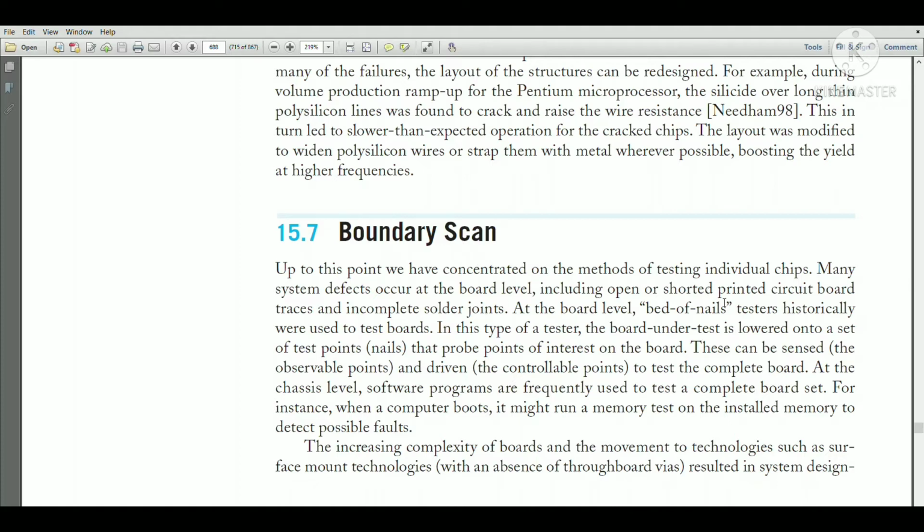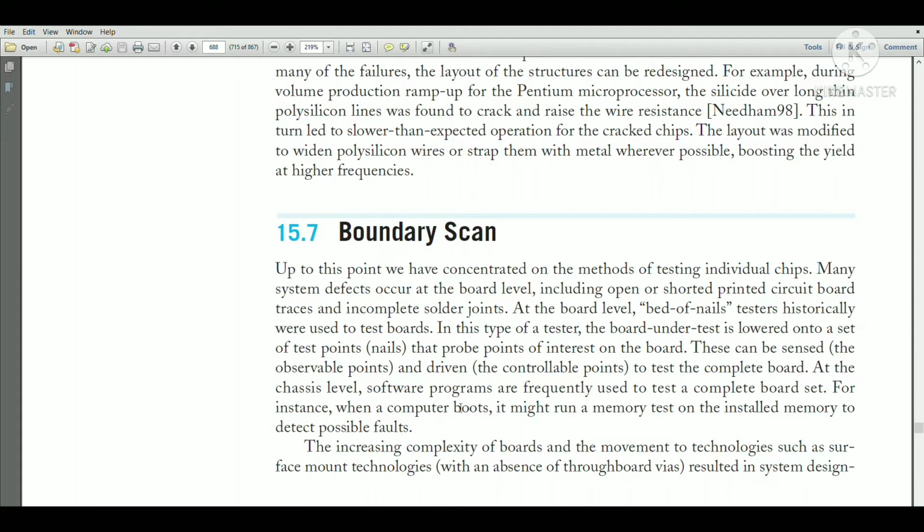At the board level, bed of nails testers historically were used to test boards. In this type of tester, the board under test is lowered onto a set of test points that probe points of interest on the board. These can be sensed, that is, observable points, and driven, that is, controllable points, to test the complete board. Controllability and observability you will see in every aspect when you are talking about testing and verification.